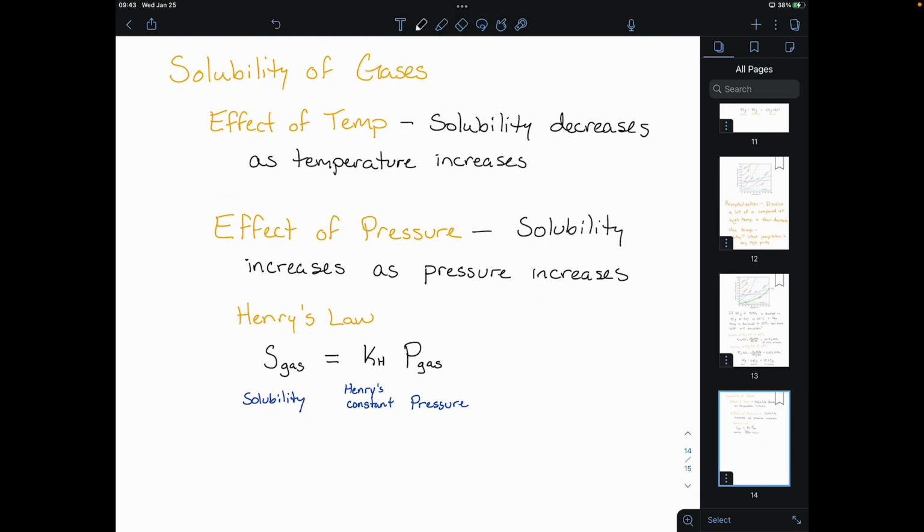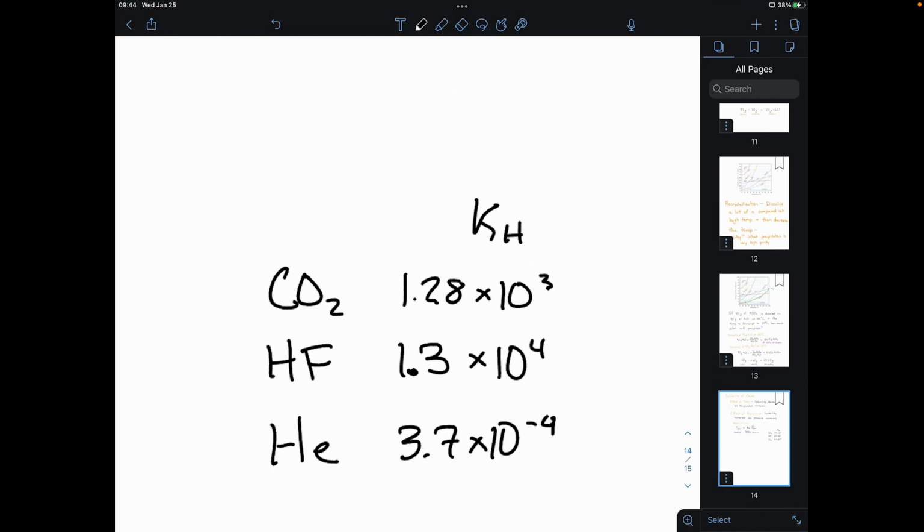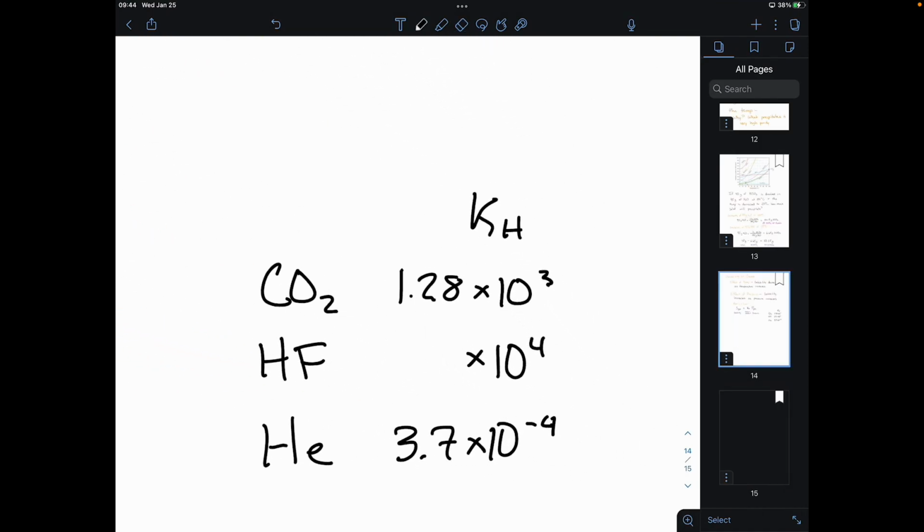All right, so I'm going to put down a few values for KH. These aren't anything that you'd have to have memorized, but you would look them up on a table for your particular gas. Okay. This is really messy. Let me make that prettier.